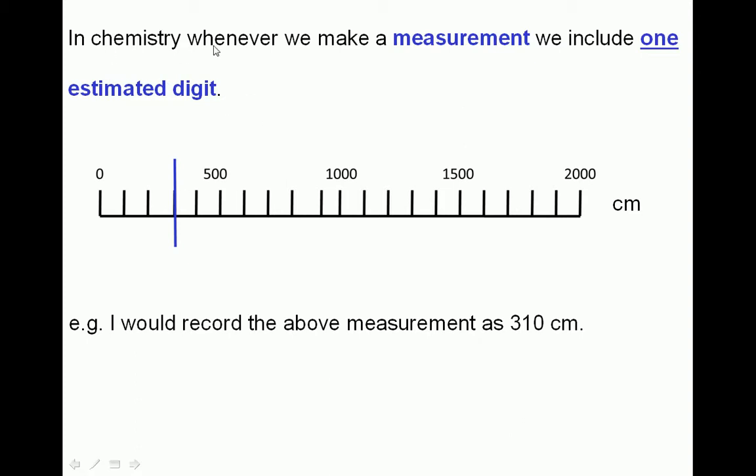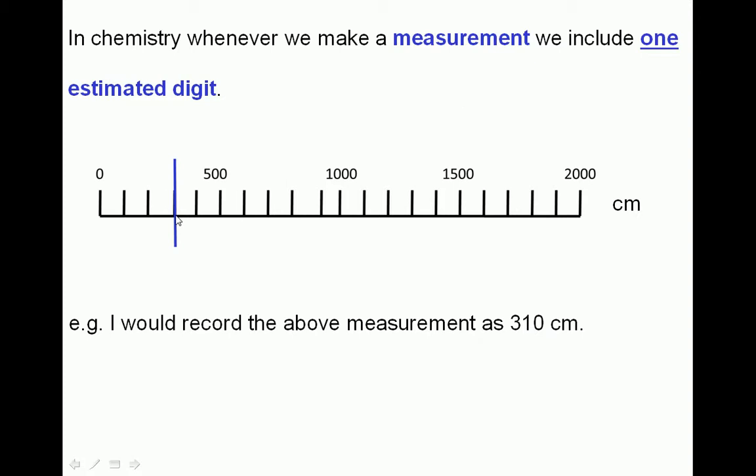So in chemistry, whenever we make a measurement, we include one estimated digit. So in this case, to record this measurement correctly, I would have to include one digit that lies in the tens place, because the smallest increment on my scale is in the hundreds place. So I will record the above measurement as 310 centimeters. Now the important thing to note is that the digit in the tens place is uncertain.